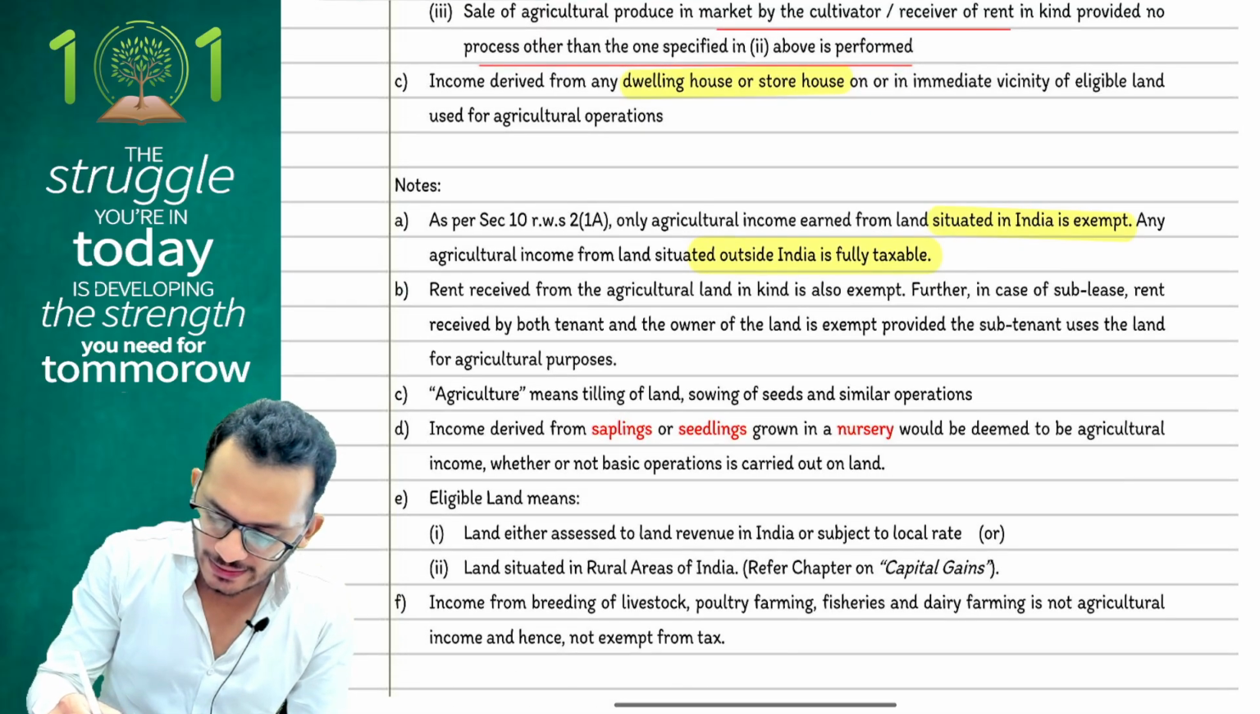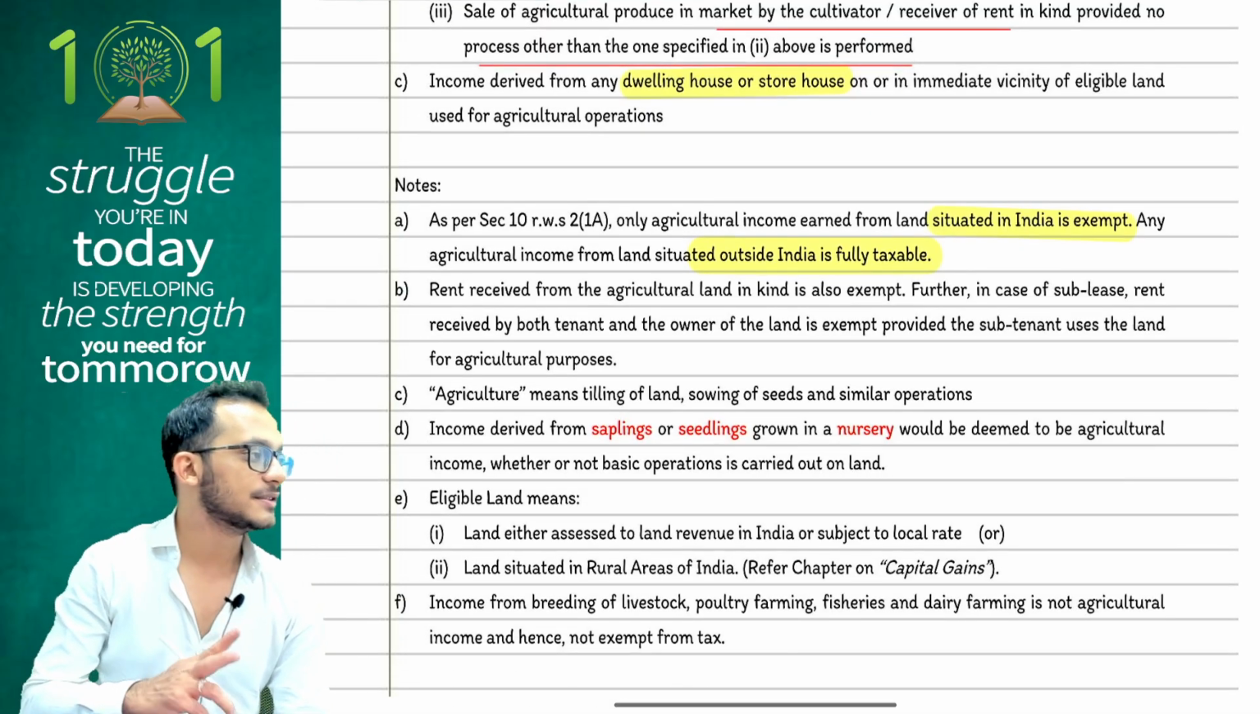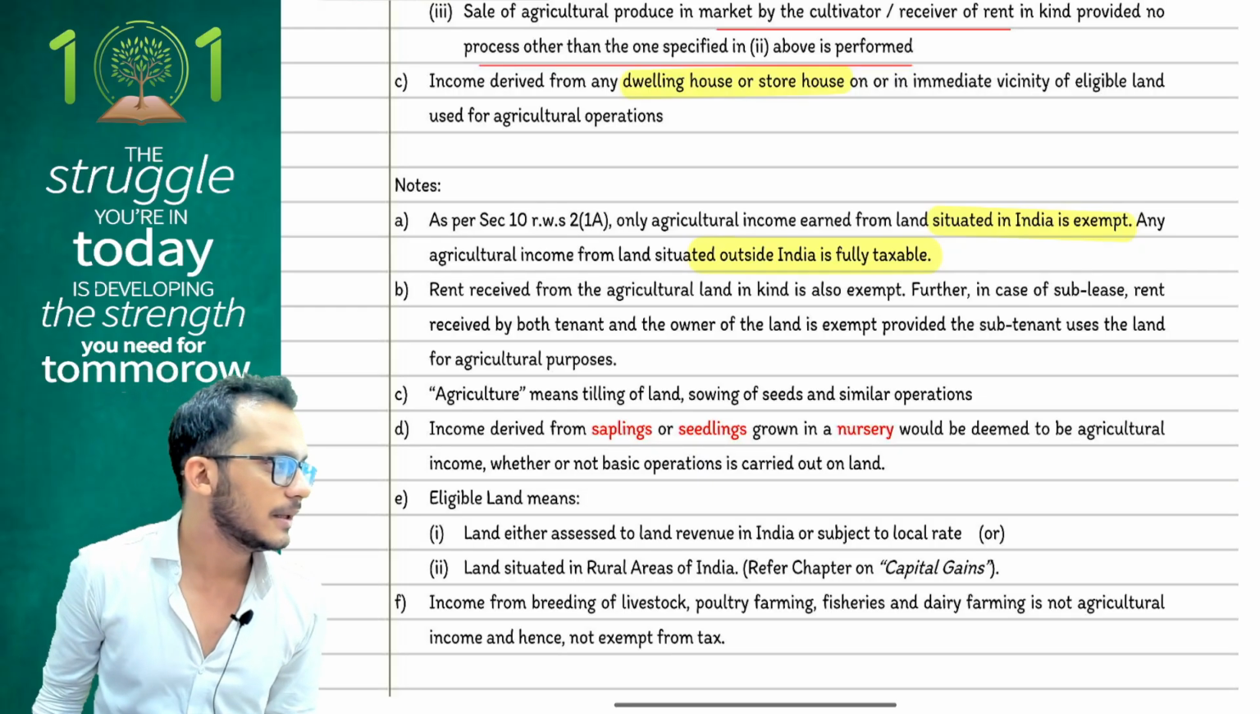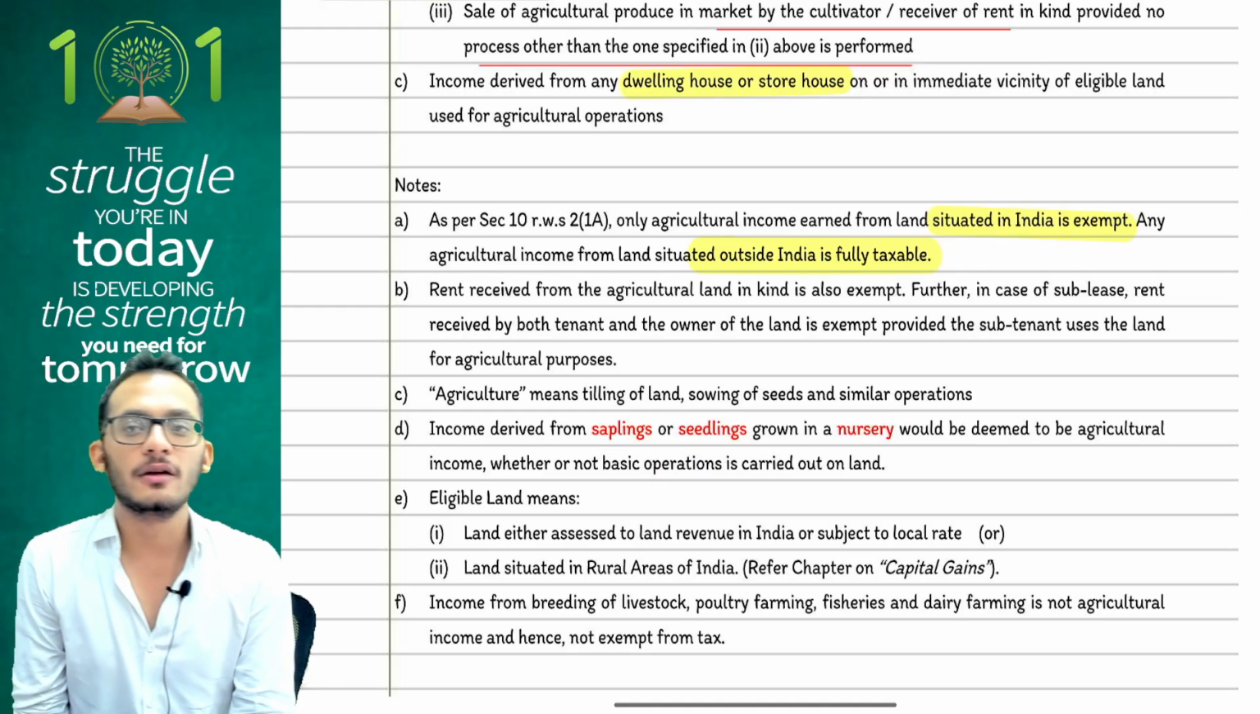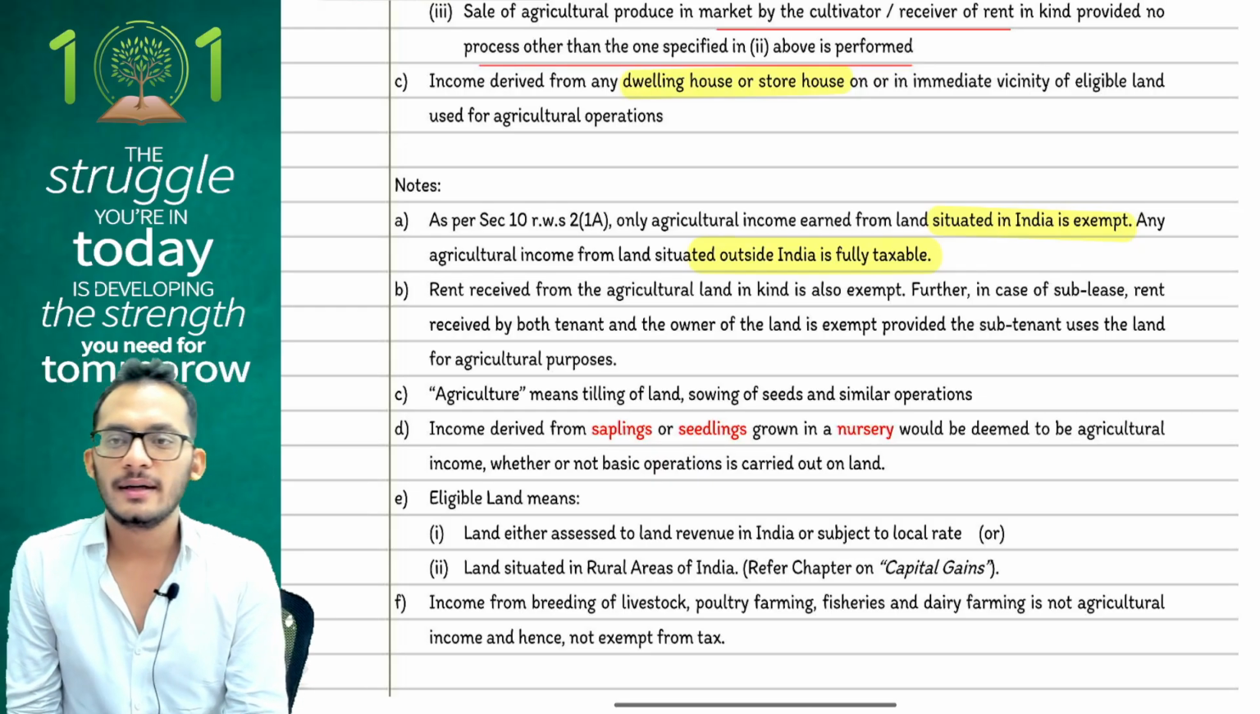Point number C. Agricultural income means tilling of land, sowing of seeds and similar operations, which means it should all be crop related. If you are ending up doing anything else, flowers, or any other activities, that is all taxable.